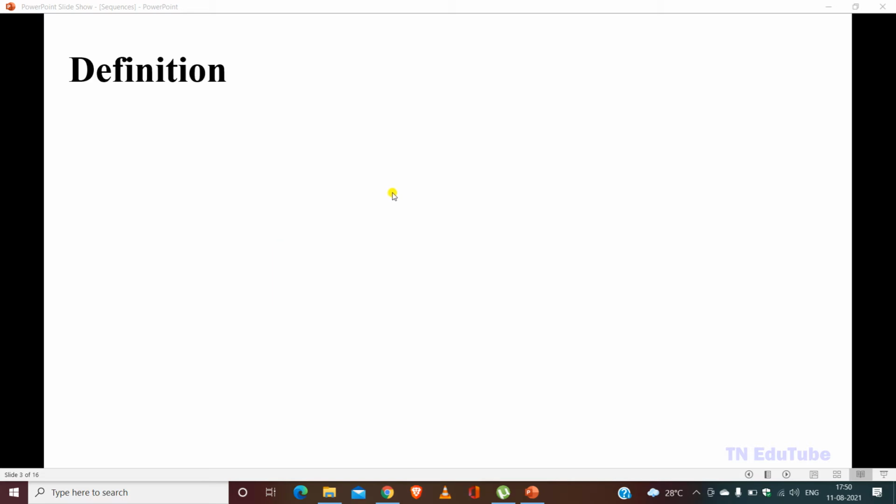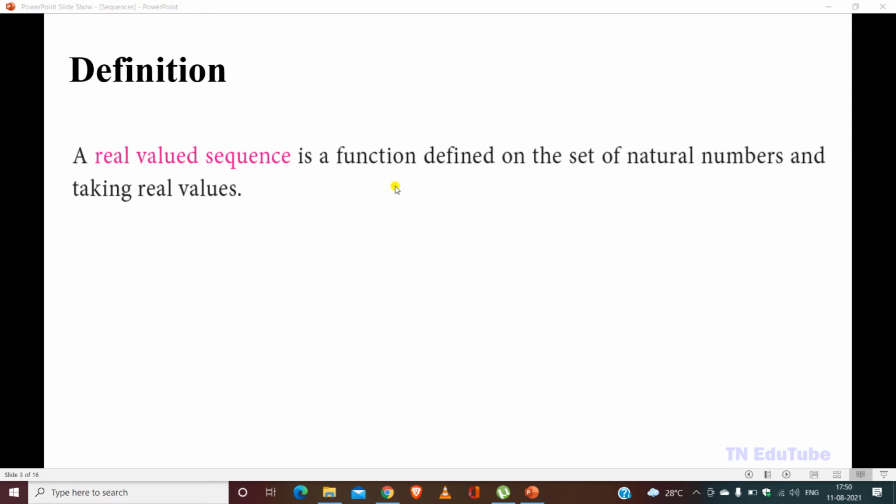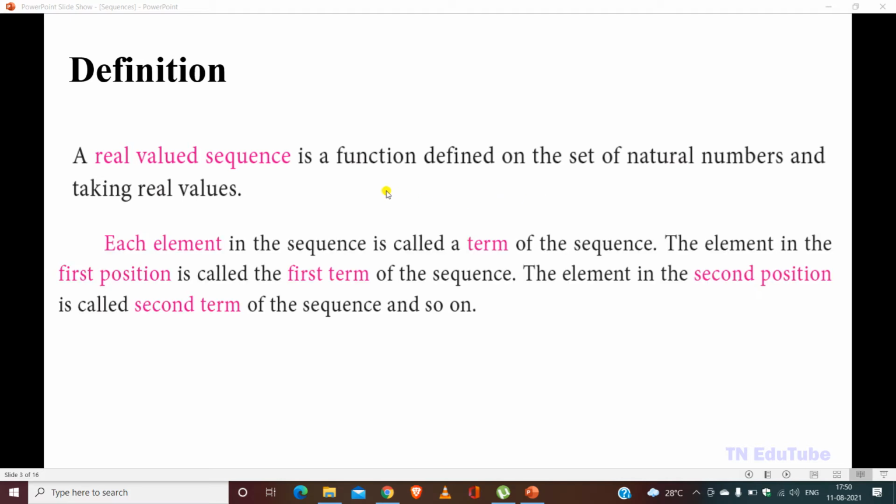See that definition. A real valued sequence is a function defined on a set of natural numbers and taking real values. The real valued sequence means that function is defined on the set of natural numbers. Okay, children. Each element in the sequence, the numbers are arranged separated with commas. That is 1, 2, 3. Each element is called a term of the sequence.